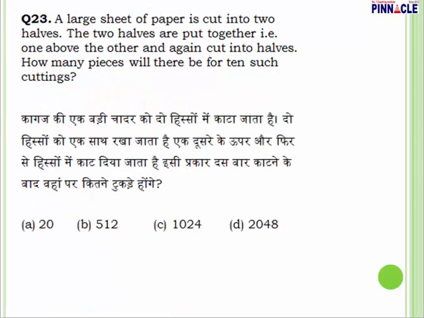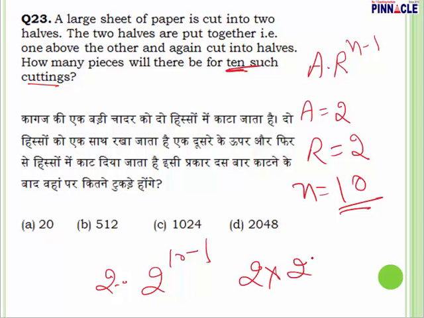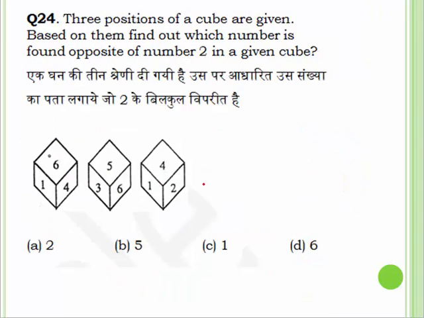Question 23. A large sheet of paper is cut into two halves, then the two halves are put together one above the other and again cut in half. How many pieces will there be for 10 such cuttings? So here a progression is followed, with the formula a into r raised to power n minus 1. Here the value of a is 2, the value of r is also 2, and the number of cuttings n is 10. So applying this, 2 into 2 to the power 10 minus 1, means 2 into 2 to the power 9. So you will get your answer, 2 power 10, 1024.